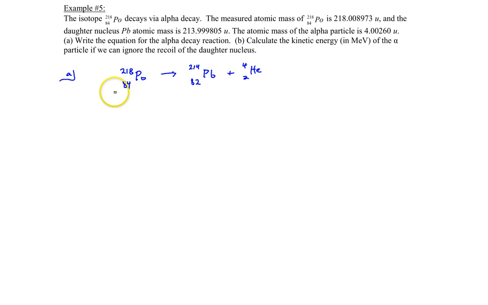And now we're going to write down the masses for each one. So we have 218.008973. We have 213.999805. And then we have the helium nuclei, which is 4.00260 u.